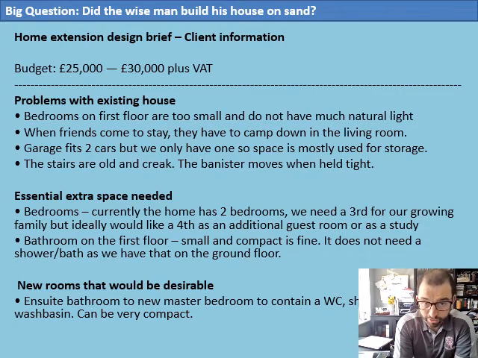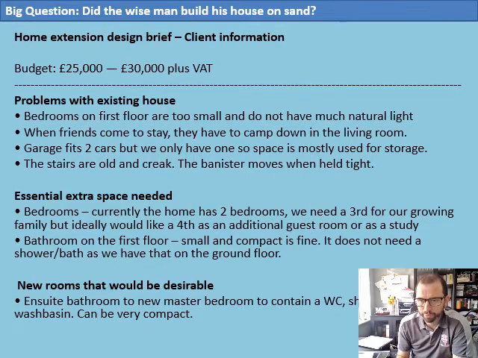So the essential extra space needed. Bedrooms: currently the home has 2 bedrooms. We need a 3rd for our growing family, but ideally we would like a 4th as an additional guest room or as a study. The bathroom on the 1st floor is what we'd like small and compact is fine. It does not need a shower or bath, as we have that on the ground floor, so an extra toilet maybe. New rooms that would be desirable, like an ensuite bathroom to the new master bedroom that contains a WC, that's a water closet, so toilet. It can be quite compact. At the moment my screen and face is over the words, so I can't read the last few words on that one.